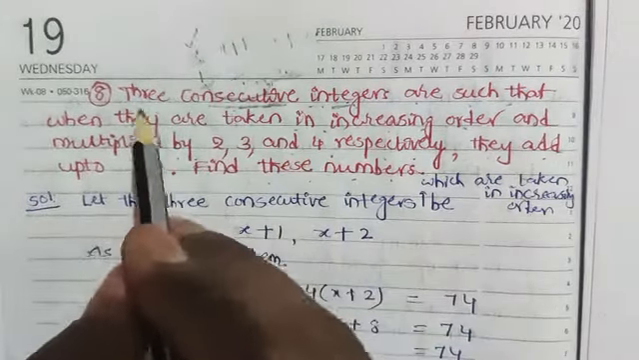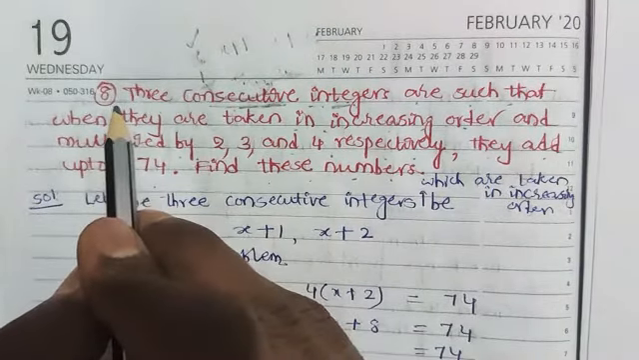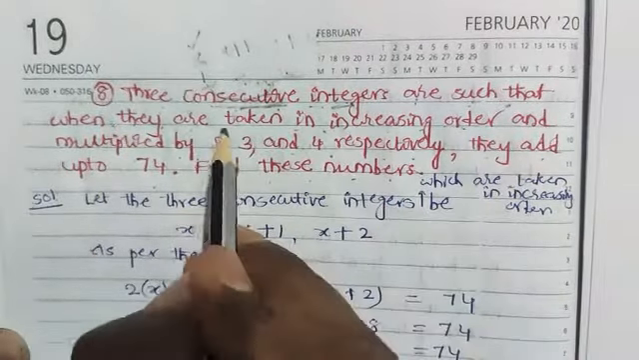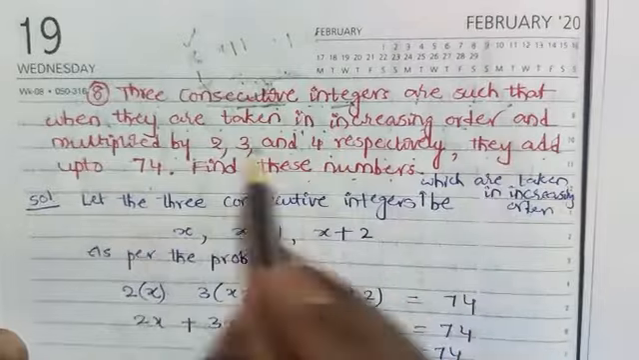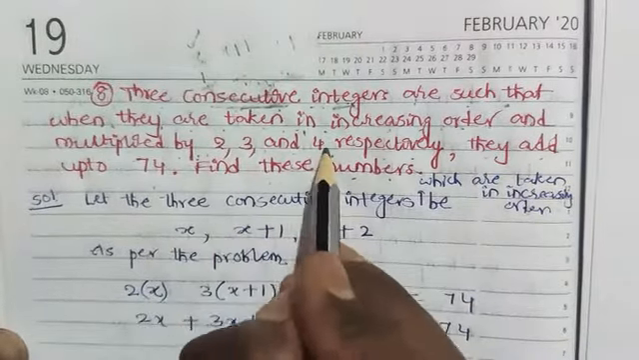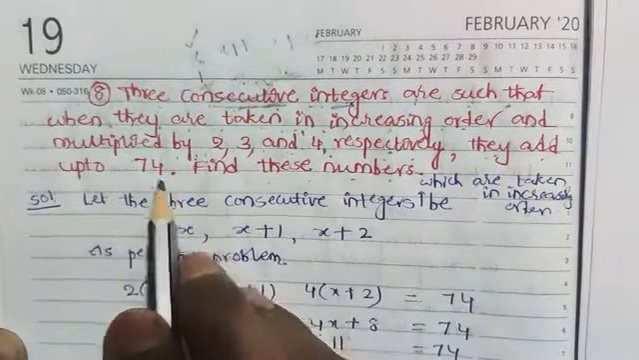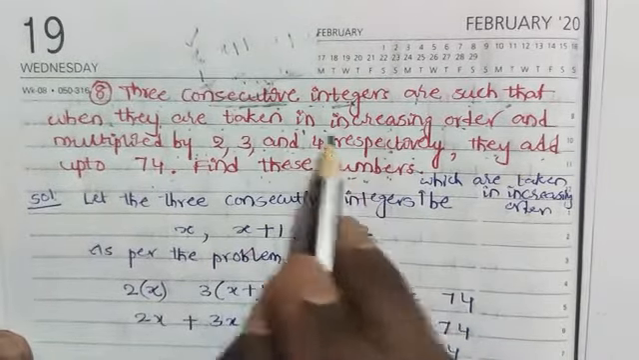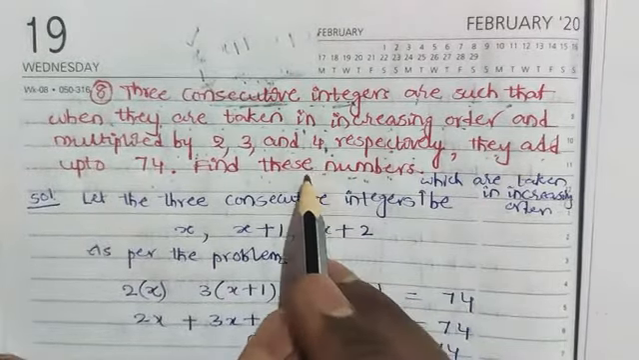Let us discuss question number 8 from exercise number 2.2. Three consecutive integers are such that when they are taken in increasing order and multiplied by 2, 3 and 4 respectively, they add up to 74. Find these numbers. We have to find the three consecutive integers only in this question, but we don't know what the numbers are.